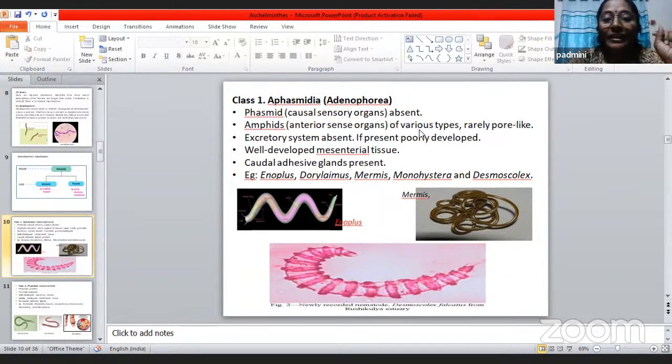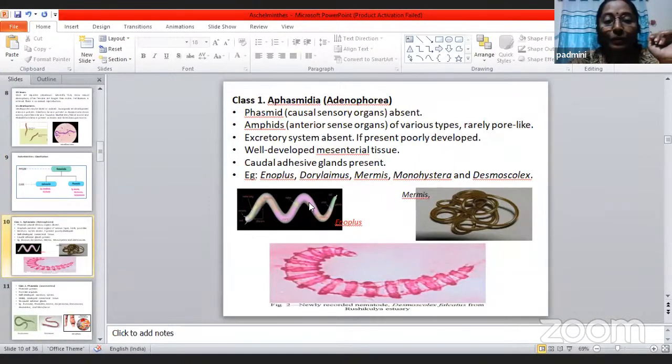Amphids are of various types, rarely pore-like. Amphids are found in the anterior region near the mouth. Excretory system is absent; if present, it is poorly developed. The mesenterial tissues, the internal tissues, are well developed. Caudal adhesive glands are present. So instead of the phasmid, you have caudal adhesive glands so that they can get attached from the caudal region. An example over here is Enoplus.